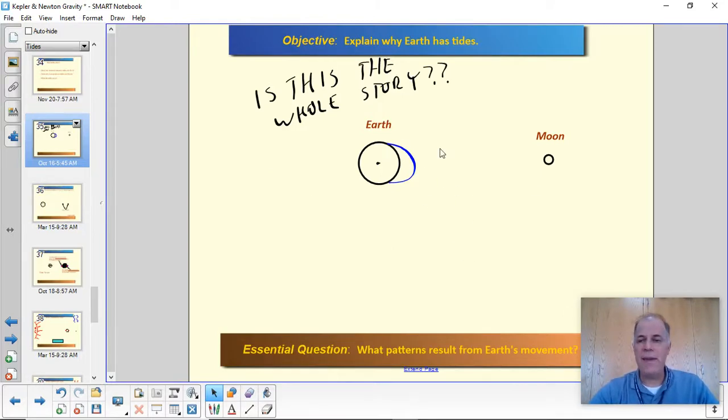Because when you think about it, if this is all that's happening, we have one big pile of water on this side of the earth. You have a high tide over here and a low tide over here. And that means that once a day we should get a high tide and once a day we should get a low tide. But as most of you know, there are two high tides a day and two low tides a day. Every 6 hours, we go from a high tide to a low tide, and then another high tide, and then another low tide. It's approximately 6 hours. So obviously there has to be more to the story than just this.